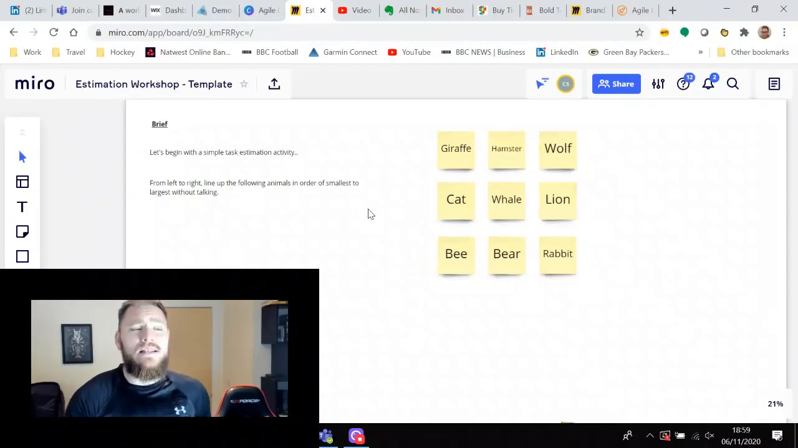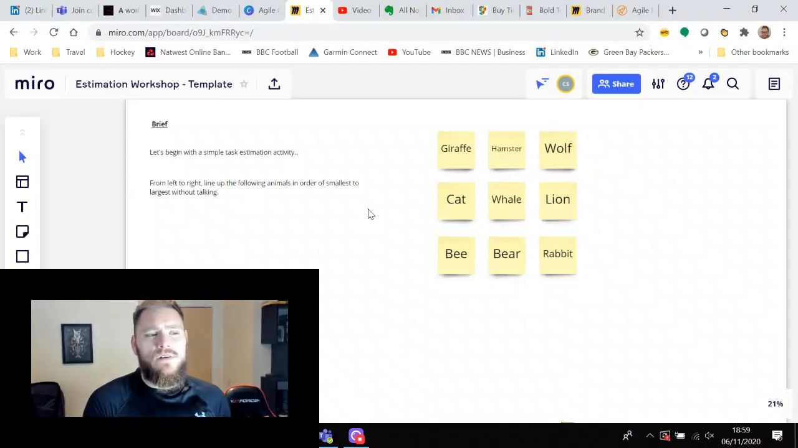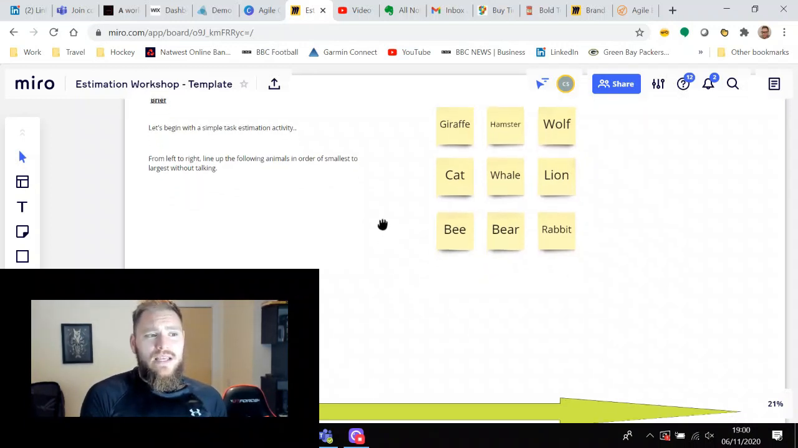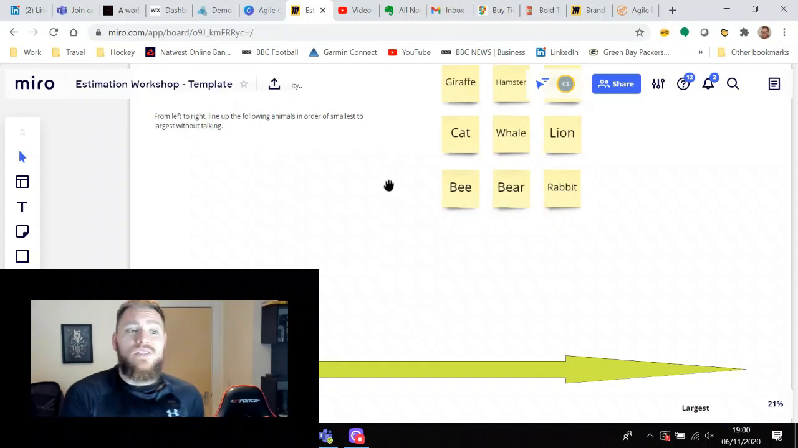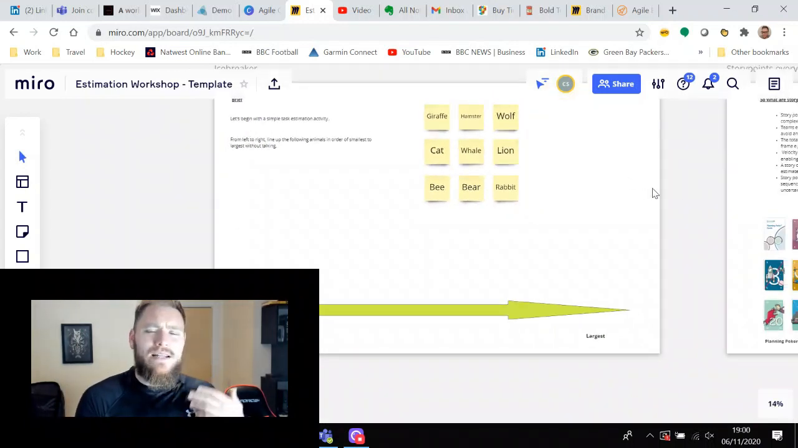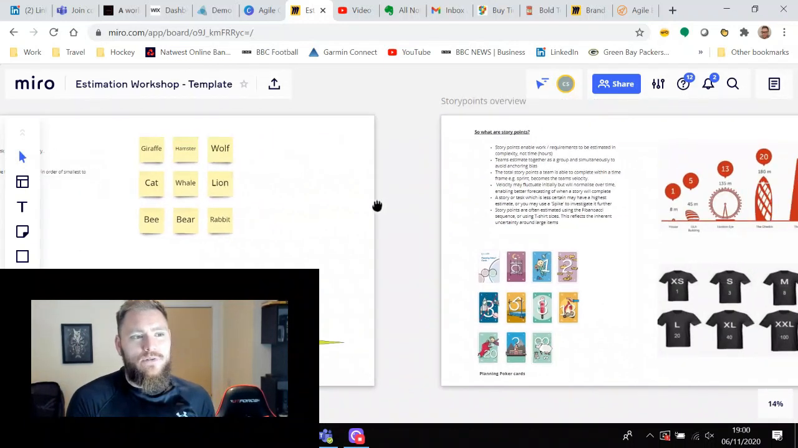As always, this game intends to be interactive and engaging, and it starts with a very simple game. You ask the participants to arrange these animals in order of size. Quite simple. Just practice it. It warms people up to the concept of estimation.